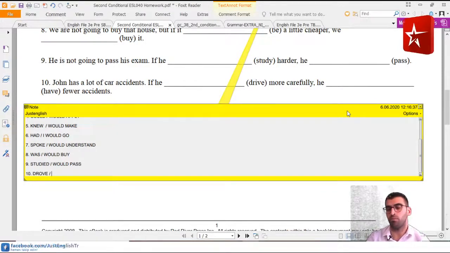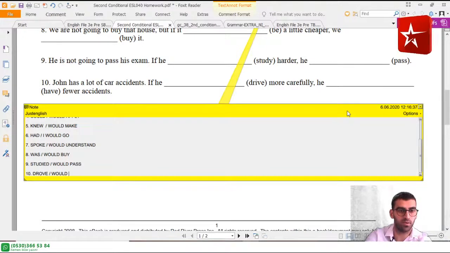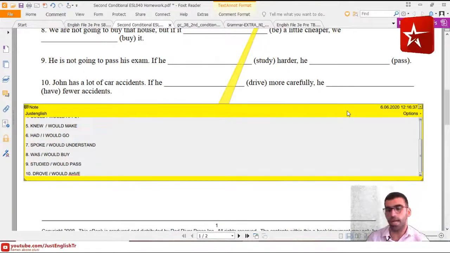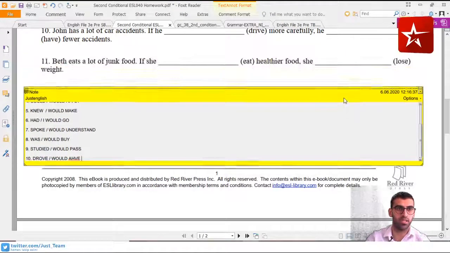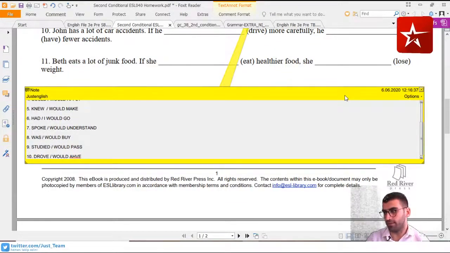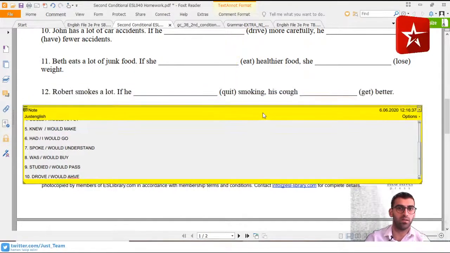If he drove more carefully, he would have fewer accidents. Yes, he would have fewer accidents. That is the perfect answer for number 10. And 11. Beth eats a lot of junk food. As you know, junk food like fast food.